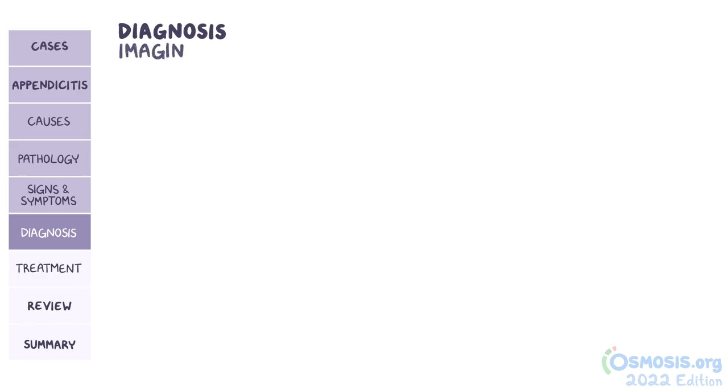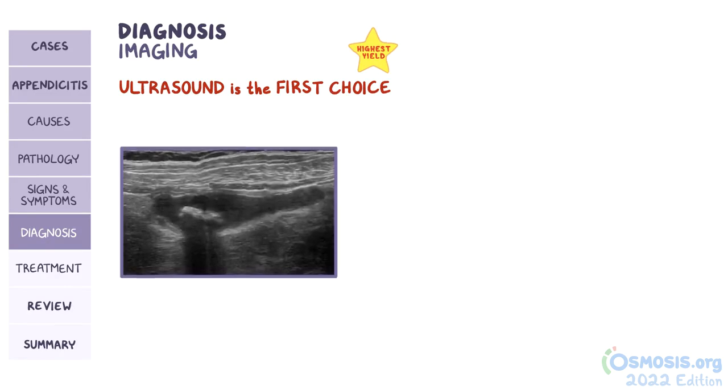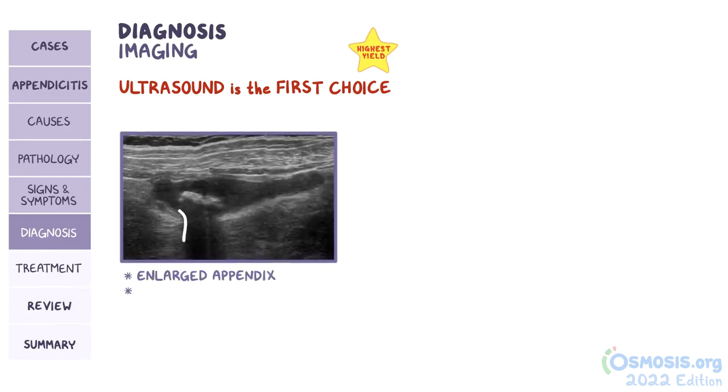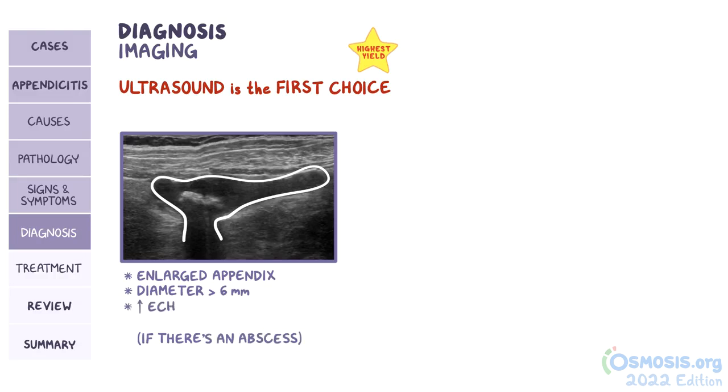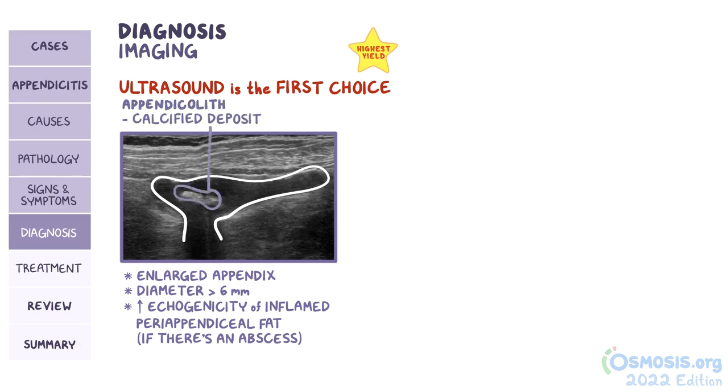When it comes to imaging, ultrasound is the first choice. It usually shows an enlarged appendix with a diameter of more than 6 millimeters, as well as tenderness over the appendix with compression of the ultrasound probe. If there's an abscess, there may be increased echogenicity of inflamed periappendiceal fat. And in severe cases, there may be an appendicolith, which is a calcified deposit within the appendix.